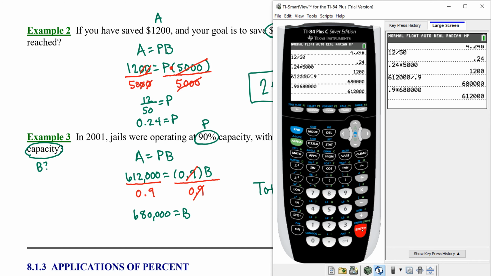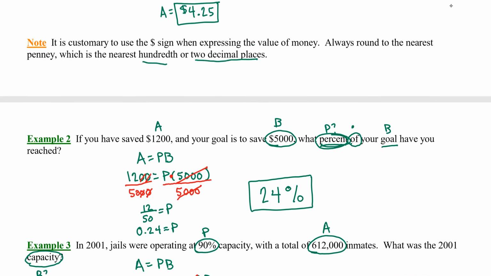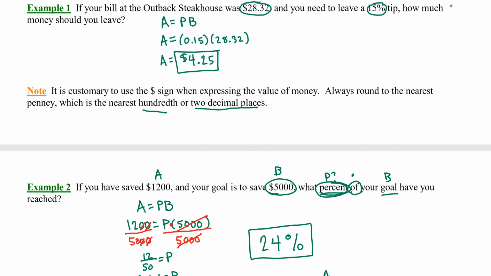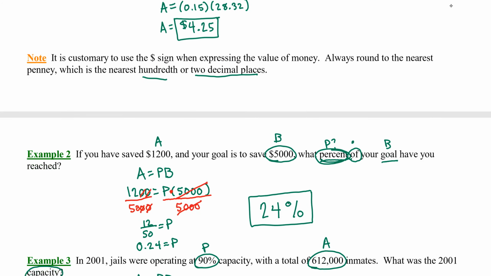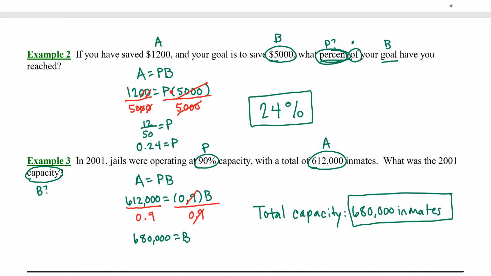that we get 612,000. So in each of these examples, we examined how to work the problem with a different unknown. In example 1, A was unknown. Example 2, it was P. And example 3, it was B. So read carefully and make sure you get your values plugged into the right place, and practice doing a little bit of algebra to solve those equations. It's pretty straightforward and simple.